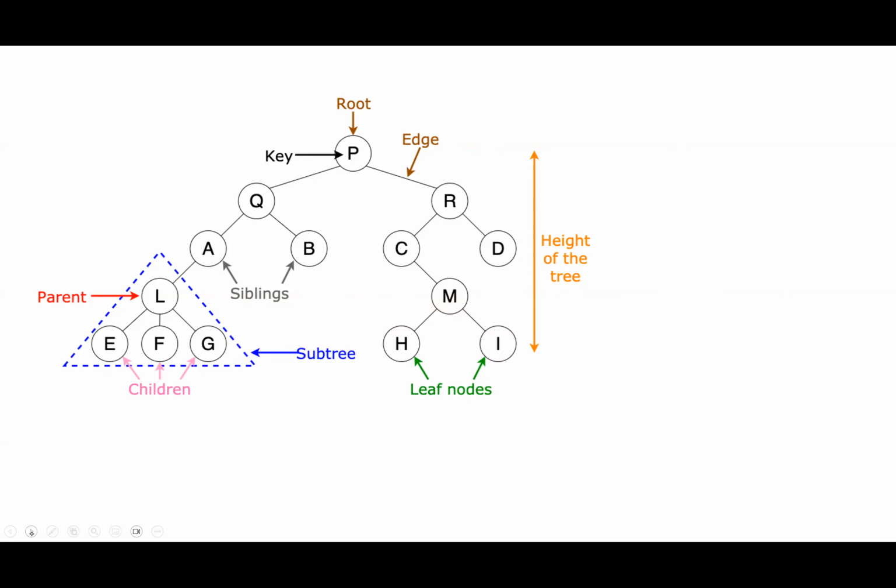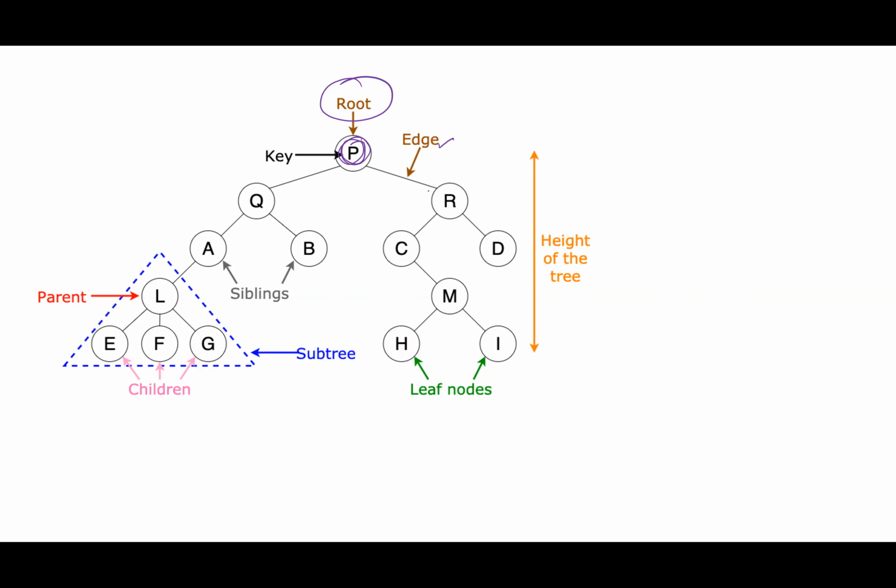Okay, so next, let's familiarize ourselves with some terminologies. First of all, the node that is at the top is called the root. So this is the root. And then we already know about the edges, right? Edge is the link or connection between two nodes.